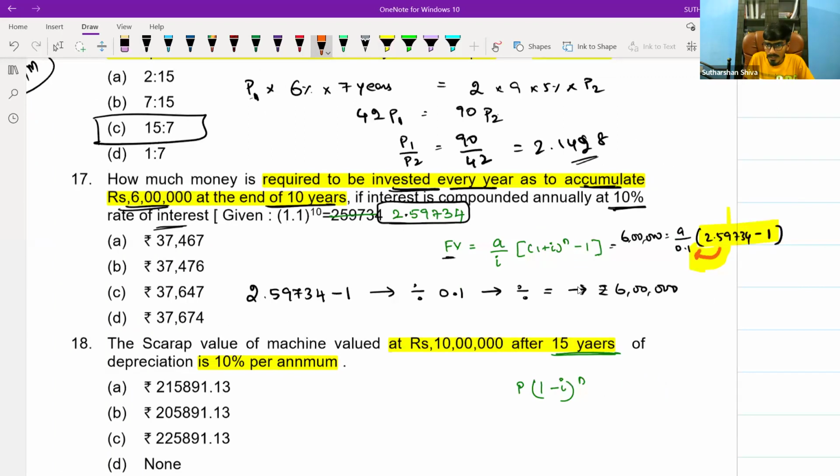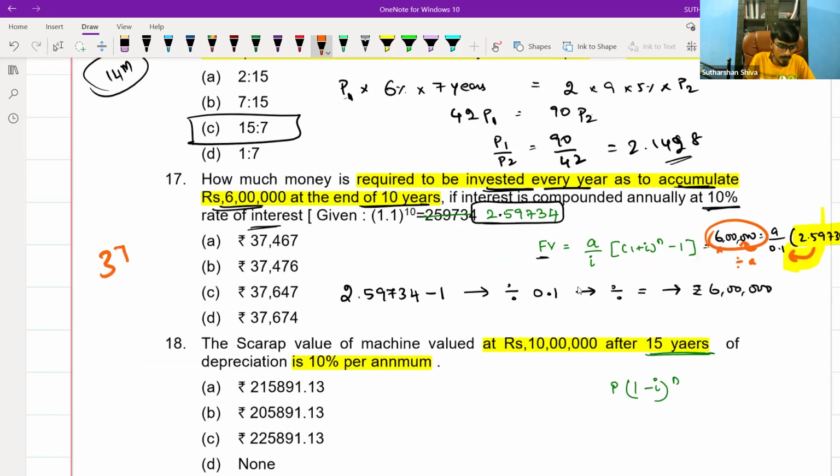Then I will divide it by this number. From this side, I don't want to take it to the other side, so I am going to do it by pressing divided by equal to. Finally, I am going to multiply by 6 lakh. Do it. 2.59734 minus 1 divided by 0.1 divided by equal to, into 6 lakh. You will get 37,562.44 exactly. That is the value you are getting.